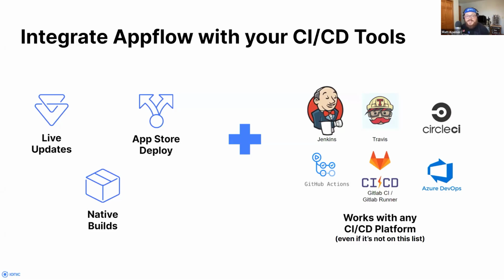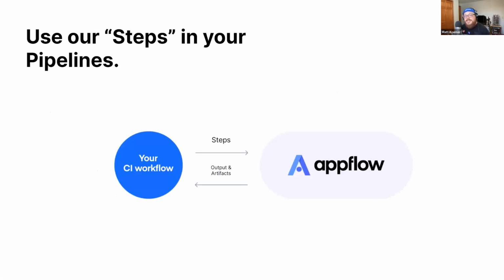So it doesn't matter what CI/CD platform you're using. Even if it's not on this list, you'll be able to pick 1 or all 3 of these Appflow products and use them in your existing suite. So what that looks like is you effectively use Appflow's products as steps in your CI/CD workflow. Your workflow kicks off in Jenkins or Azure DevOps and does a couple special things that you need to do. You throw over to Appflow and say, hey, I'm going to need that iOS native binary. And then we return the native binary as output directly to your CI/CD workflow. And we can also save that as an artifact directly to your CI/CD tool's artifact system.